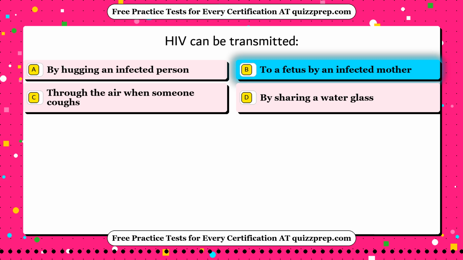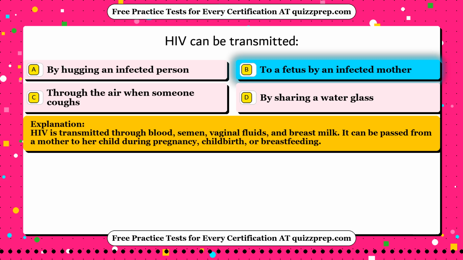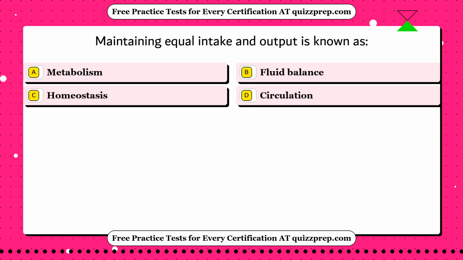The correct answer is option B, to a fetus by an infected mother. HIV is transmitted through blood, semen, vaginal fluids, and breast milk. It can be passed from a mother to her child during pregnancy, childbirth, or breastfeeding. Question 95. Maintaining equal intake and output is known as option A, metabolism, option B, fluid balance, option C, homeostasis, option D, circulation.